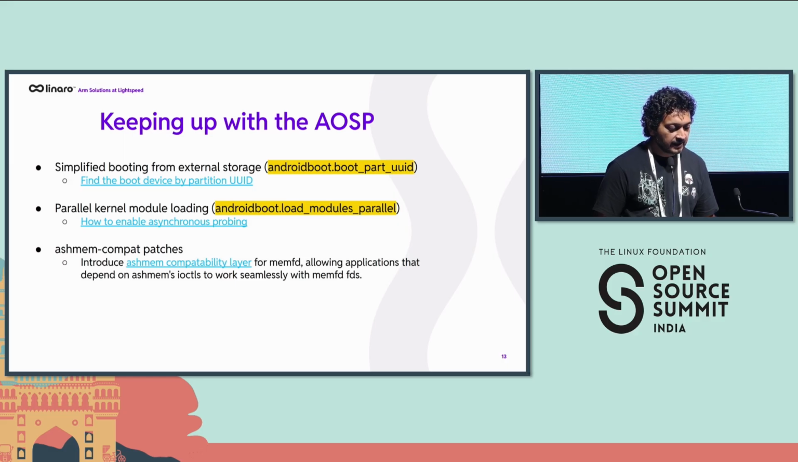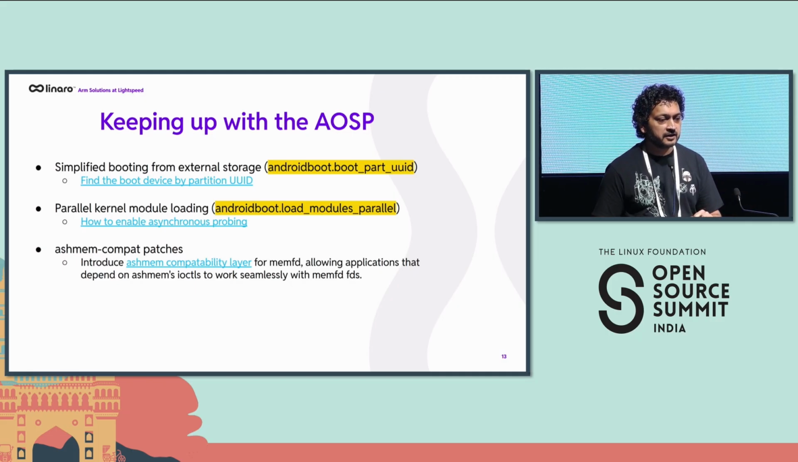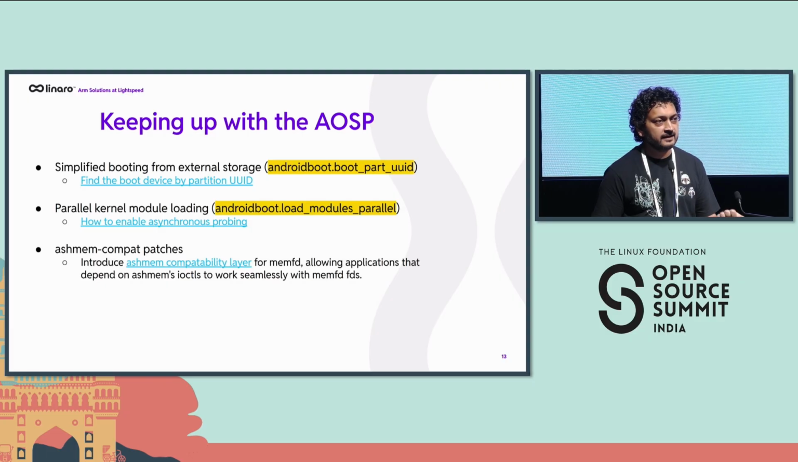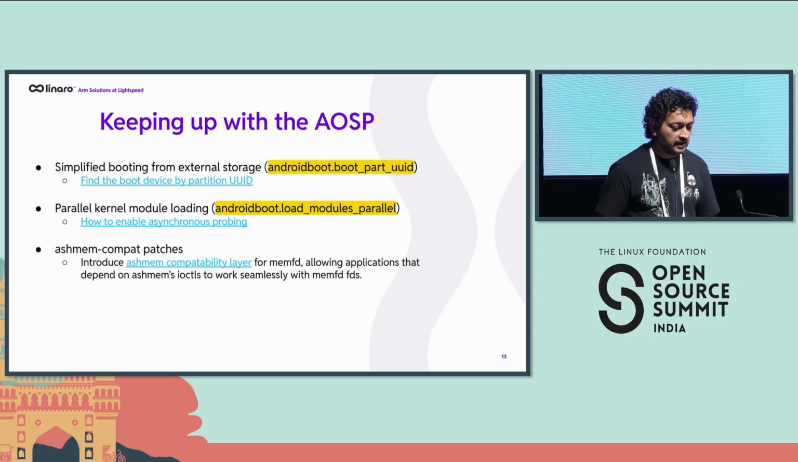And memfd currently doesn't support ashmem ioctl commands. So certain applications treat any buffer given to them as an ashmem buffer, and they try to invoke the ashmem ioctls, which fail, and then the application aborts. Now, in order to preserve the compatibility between those legacy applications and memfd, this ashmem compatibility shim layer is introduced, which will handle ashmem ioctls from the memfd.